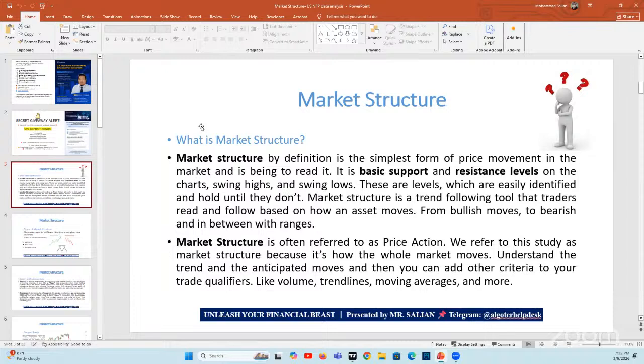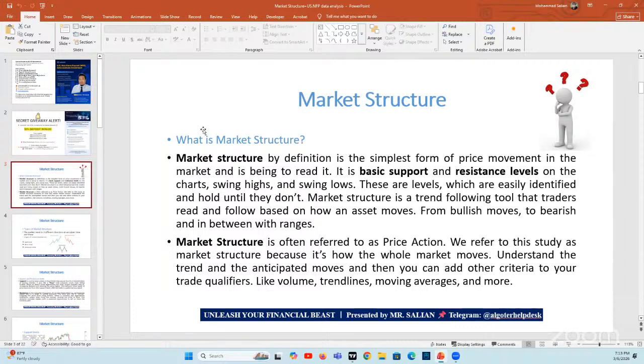It is often referred to as price action. Yes, it's also called price action. We refer to this study as market structure because it's how the whole market moves. Why, at a given time, does this move suddenly go in that direction? Because it waited for that specific time to execute this move, but you don't know where to. Wait and see this so you can enter the trade.